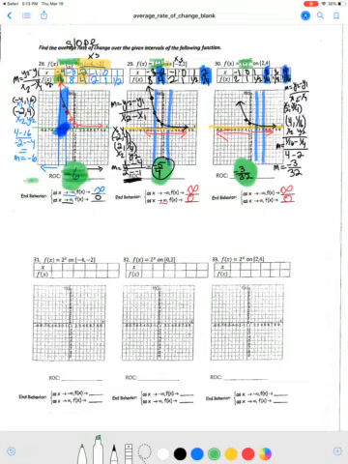So pause this video as needed. Take your time. You need to do number 31, 32, and 33, focusing on that same exact process we just did. Build the tables, find the rate of change on that interval, and give me the end behaviors.